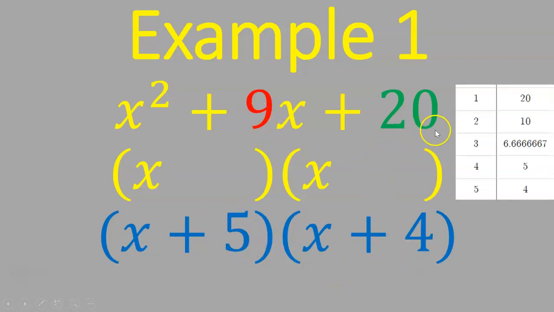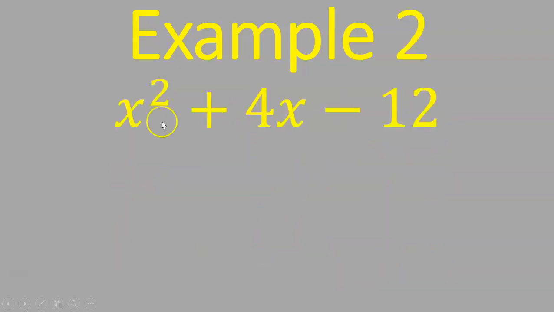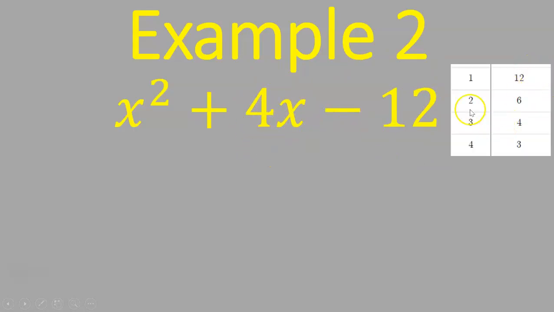Okay, so let's look at 3 more examples. So example 2, we're not going to color code anymore, but x squared plus 4x minus 12. Again, you're trying to multiply to negative 12, and at the same time, you're supposed to add to 4 here. So here's a list of all the things that multiply to 12. Again, we've repeated this row, 3 and 4. You don't have to write that one twice.